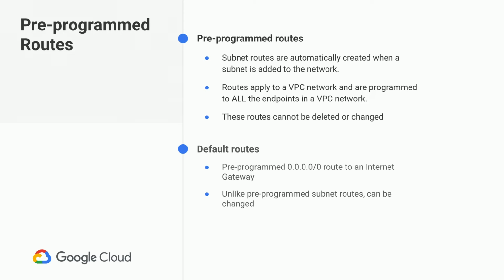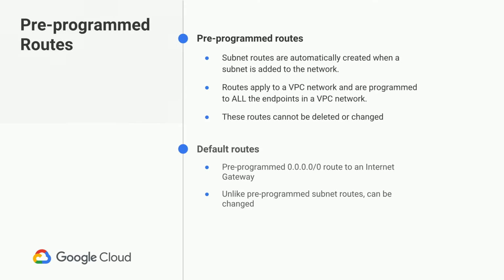So pre-programmed routes are what we have when you set up a VPC and you create subnets. These are routes that get programmed in to allow VMs to talk to other VMs within the VPC. These are things that are automatically created, and these are also things that you cannot delete or change. So like I said, these are the routes that really allow a VM within the VPC to talk to other VMs within the VPC. There's also default routes that get created.